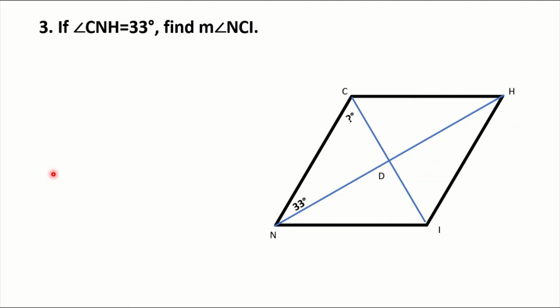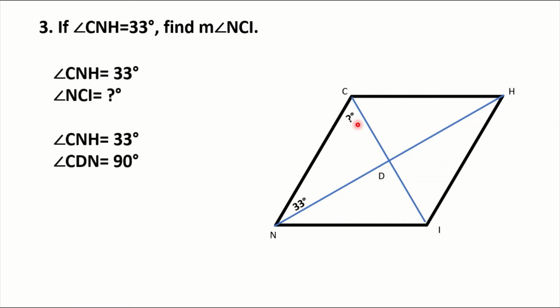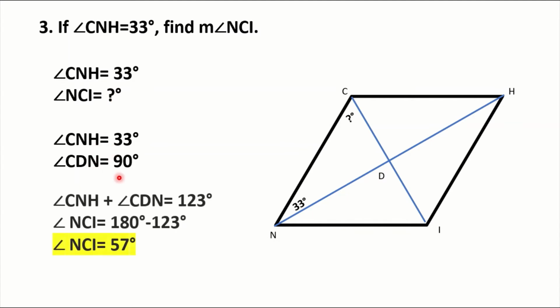So, yan yung nawawala naman ngayon. So, we have here the given and the given here. So, how are we going to solve kung isa lang yung binigay? Remember, the measure here in CDN, here, sa gitna, is 90. Diba? Kasi nga, perpendicular sila. So, CNH is 33 and CI is unknown. CNH is 33 and CDN is 90. So, what you're going to do is to add the 2. No, itong dalawa. CNH plus CDN is 123.